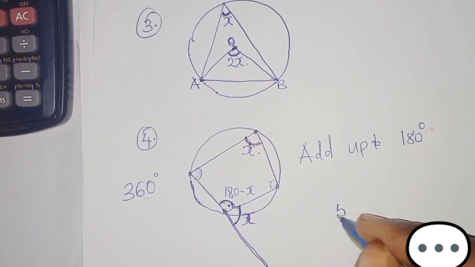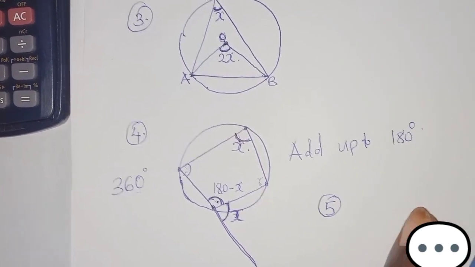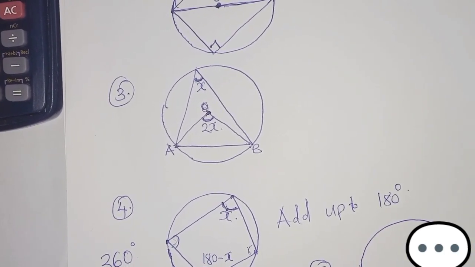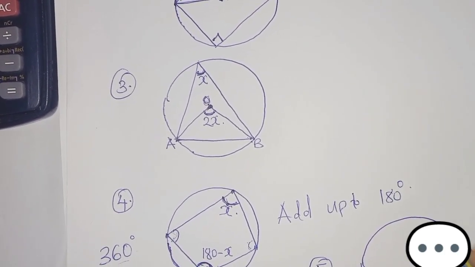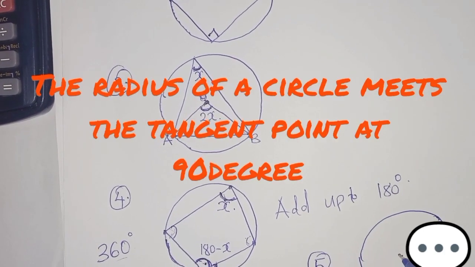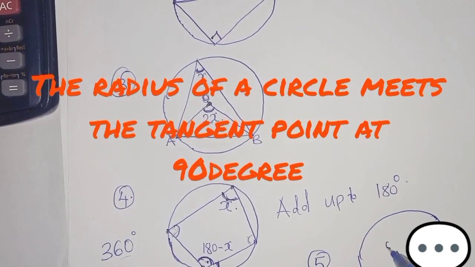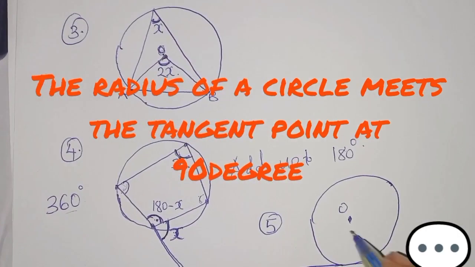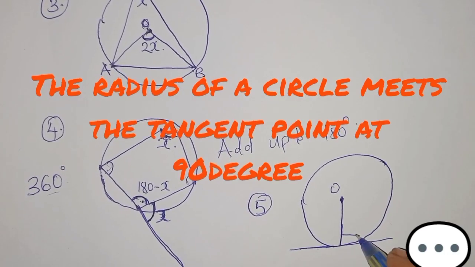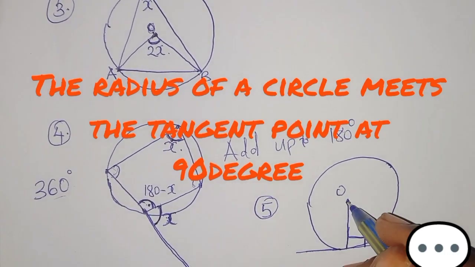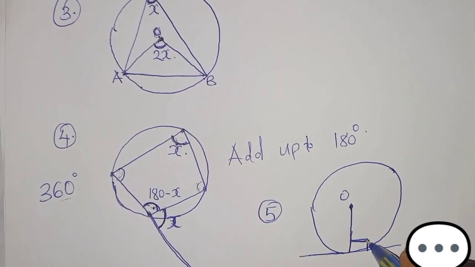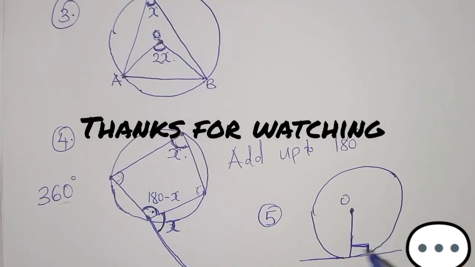The fifth angle property is about angles. This one here is the tangent of a circle. This is the circle center. So the radius of a circle will always meet the tangent line at 90 degrees. The radius of the circle will always meet the tangent line at 90 degrees. So this one here, let us start with these angle properties.